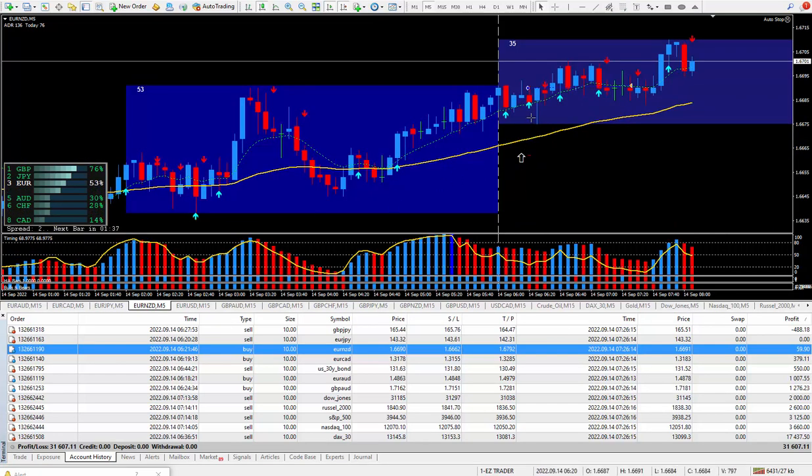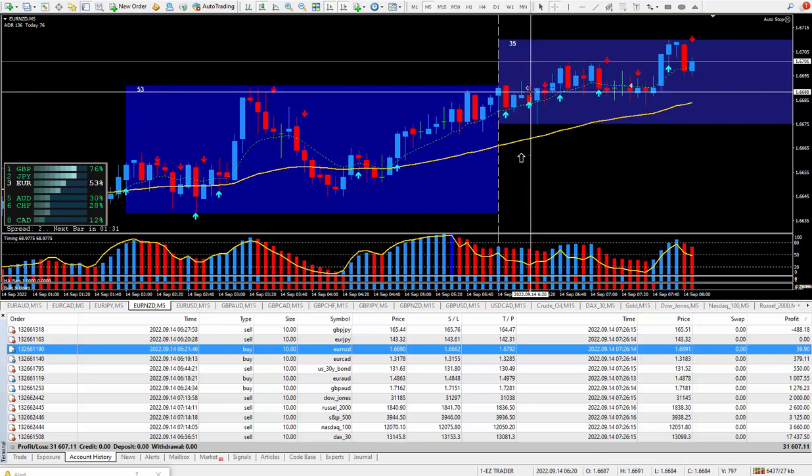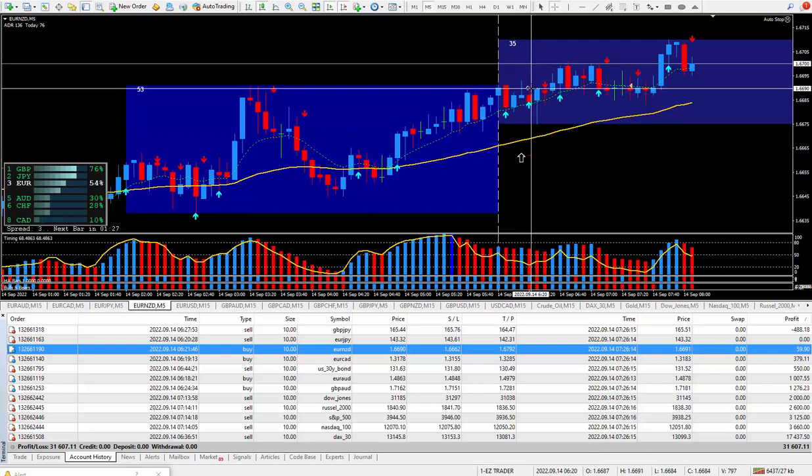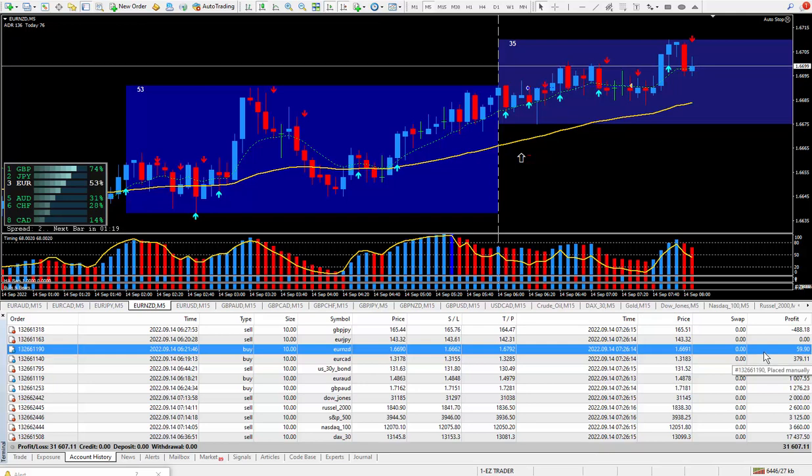Got in at this cursor. Did a bit of a pullback here, but I wasn't too worried about it. It's not a very big winner, that's for sure. Might be lucky to get 1 pip here. Yep, exactly what I thought. 1 pip, and that ended up paying out $59.